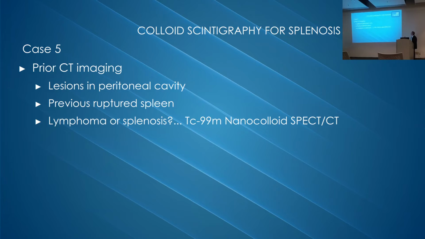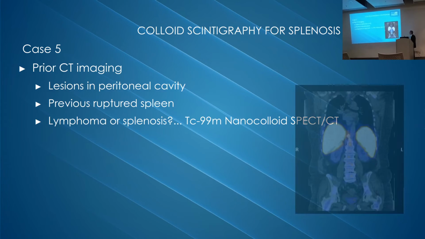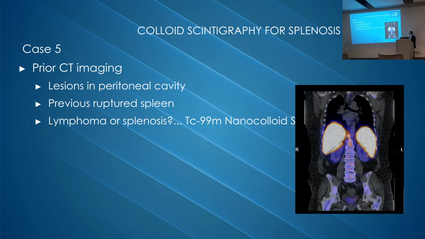Made my day. So we've got some prior CT imaging again. Multiple lesions in the peritoneal cavity. Now the initial suspicion is lymphoma. However, this patient has a previous ruptured spleen. So can we rule out splenosis with our imaging? So here's the fusion view. You can see the liver on the right and the spleen on the left. This is a very large spleen, so this is splenomegaly, but there's no foci of lesions that have taken up nanocolloid. The CT continues to be suspicious for lymphoma.